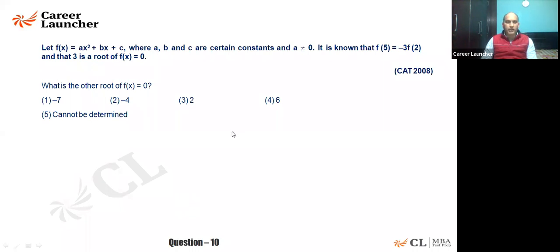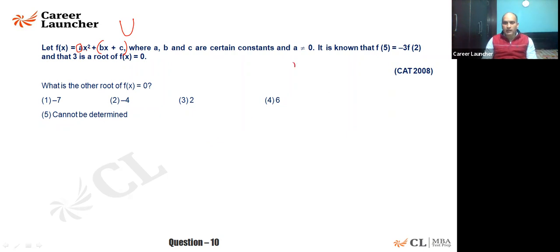f(x) is equal to ax square plus bx plus c, where a, b, c are certain constants and a is not equal to 0. Why are they saying a is not equal to 0? That means the coefficient of x square is not 0, which means it is a parabola. If the coefficient of x square is 0, it becomes a linear equation. So you need to understand why these points are given. If a is not equal to 0, it cannot be a linear equation. It has to be a parabolic equation.